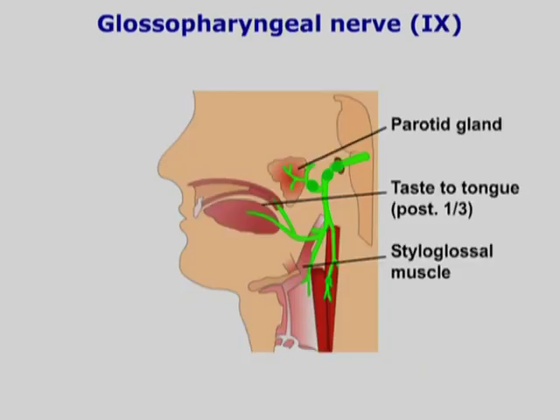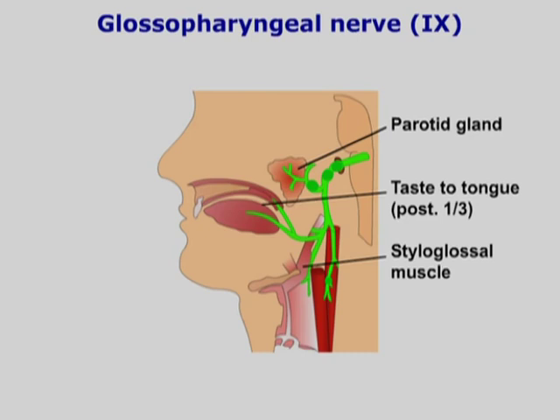The glossopharyngeal supplies the posterior 1/3 of the tongue with taste sensation. Remember, the anterior 2/3 is supplied by the facial nerve. The glossopharyngeal also supplies the mucous membranes of the tonsillar fossa. It also supplies motor to the stylopharyngeus muscle. Its parasympathetic component supplies the parotid gland for saliva production.